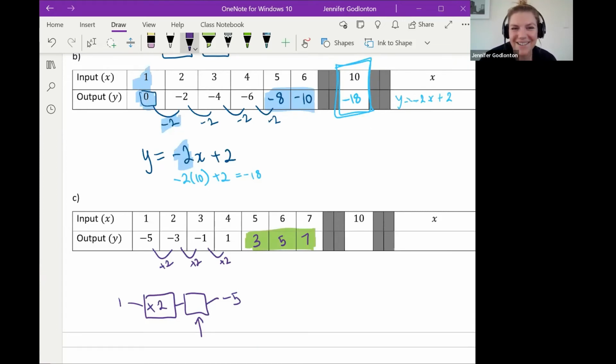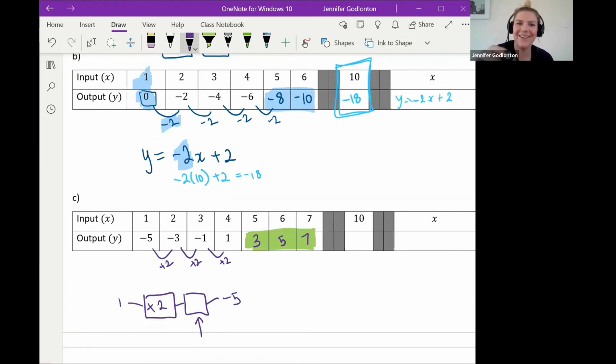Ma'am, can I ask, should we always start with the input and times that with the constant difference? Yes. Yes, ma'am, y always equals 1 times 2 plus 3. Oh, we wouldn't have a +3 in this one. What if, ma'am, 1 times 2 minus 7?